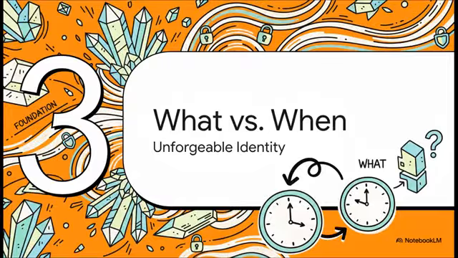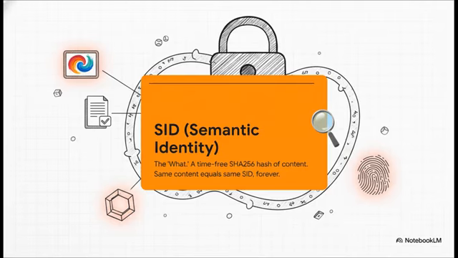And it all comes down to neatly separating the what from the when. First up, we have the SID, which stands for semantic identity. This is the what. You can think of it as the soul or the DNA of a piece of data. It's a unique fingerprint of the content itself. So a specific digital painting, or a document, or a 3D model, if the content is identical, the SID is identical. Forever. It doesn't care about time at all.